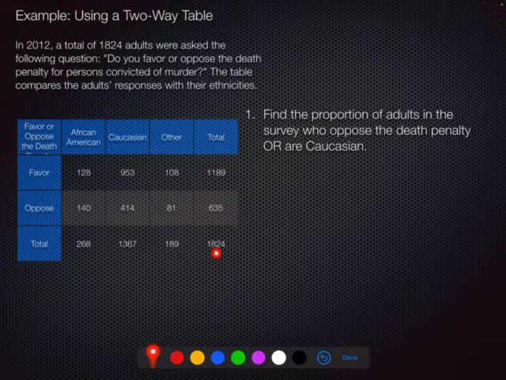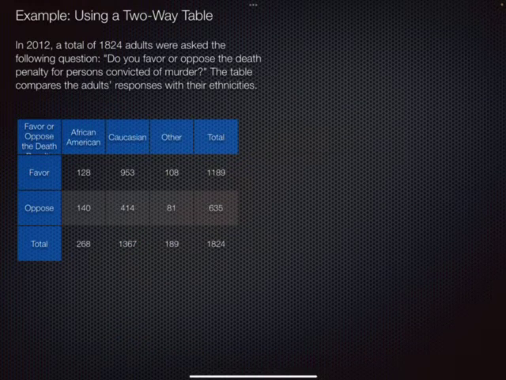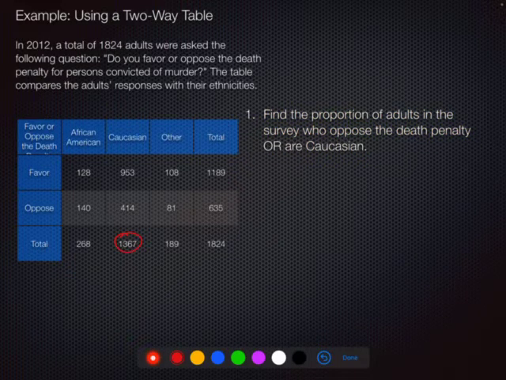All right, well, we got 1,824 adults who oppose the death penalty or are Caucasian. Well, let's see here. Or are Caucasian. Well, let's take care of all the Caucasians first. So of all the Caucasians, there are 1,367. Oops, let's go back.